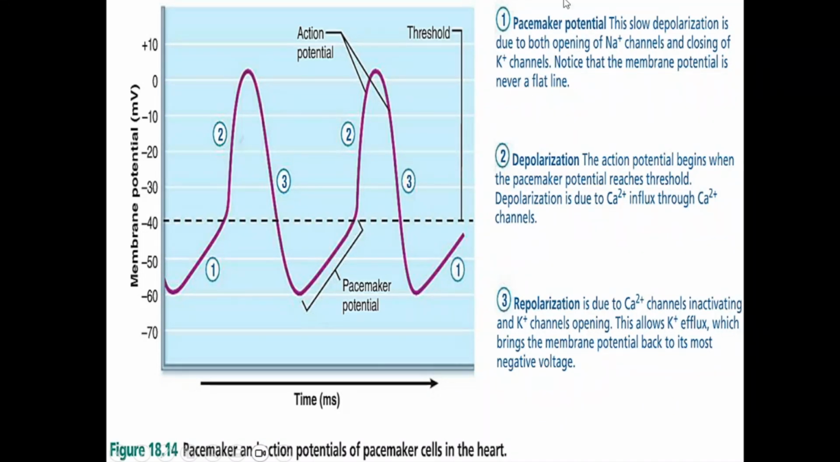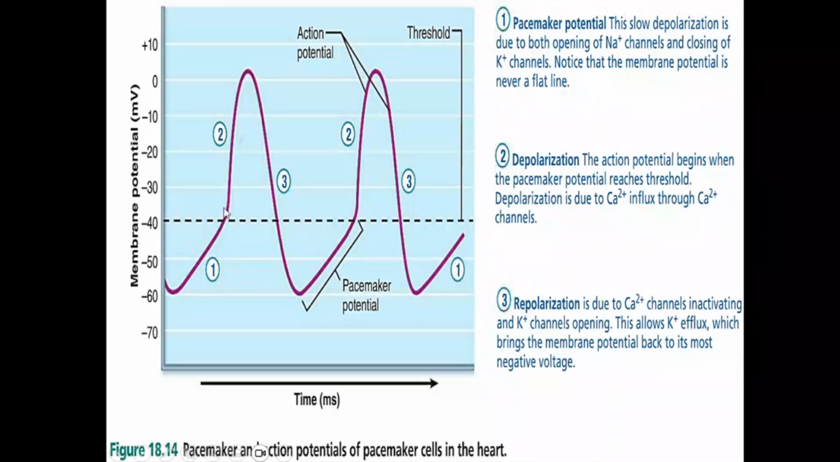So pacemaker potential number 1 is the slow depolarization due to opening of both sodium channels and closing of potassium channels. Notice that the membrane potential is never a flat line. Compared to skeletal muscle, where your resting membrane potential has a plateau, and in cardiac muscle there is also a plateau, here there will never be a plateau. It is slowly coming. That's why they are funny current channels. And also here, the sodium and the T-type slow calcium channels are involved.